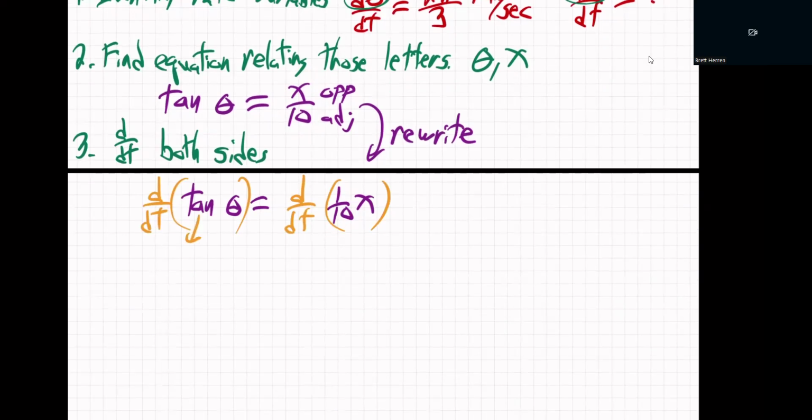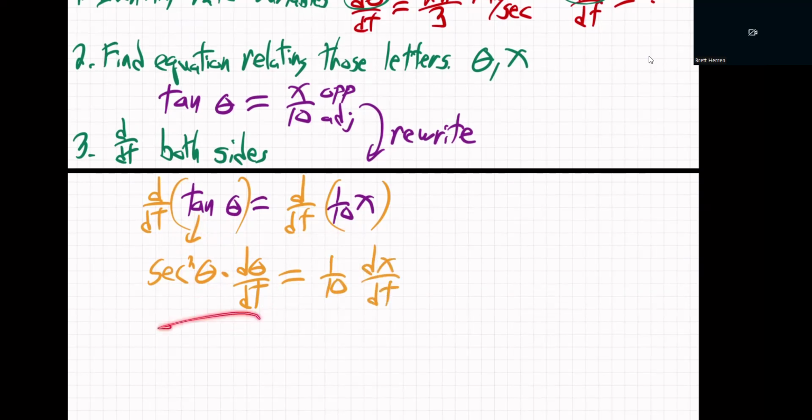Well, the derivative of tangent is secant squared of theta times the derivative of the inside, d theta dt. You good there? So I did the derivative of the outside, which is the derivative of tangent, secant squared. Keep the inside the same at first, times the derivative of the inside function, d theta dt. How about this one? Well, the 1/10 just sits there. And the derivative of x, that's easy. It's just dx dt.